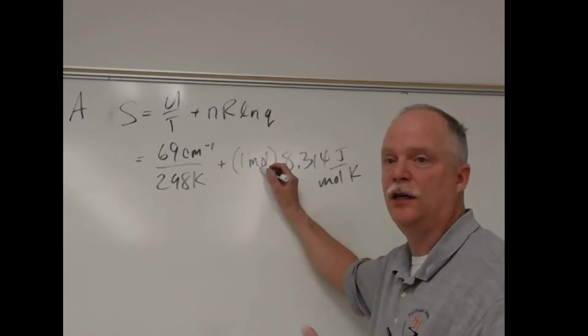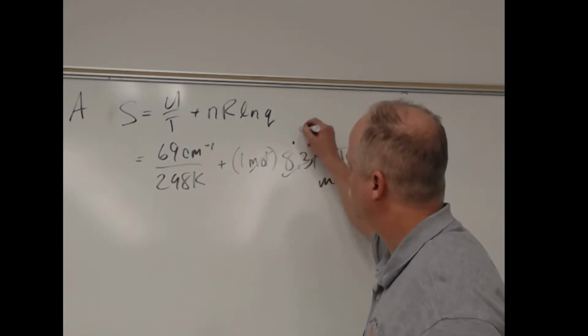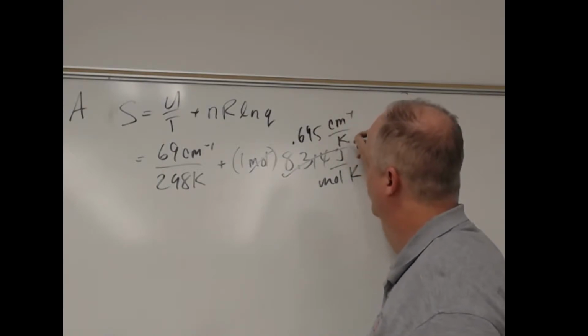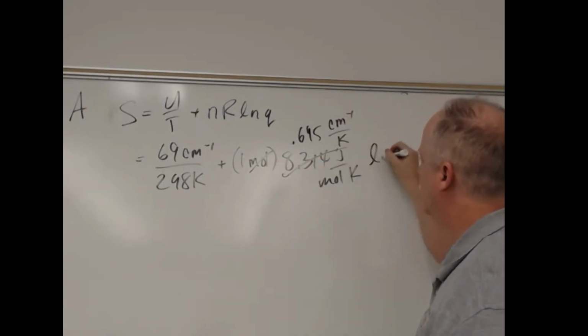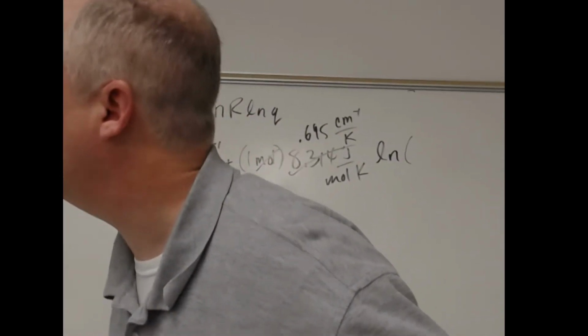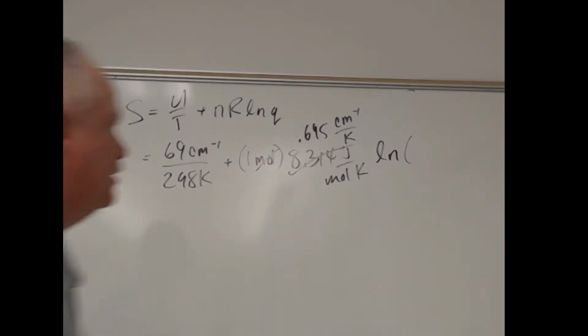So this may have been your question, Jared. So we'll say 1 particle, and we'll use 0.695 wave numbers per Kelvin so that they're compatible. And then the natural log of our partition function. Is that coming across? Yes. So our partition function for A is 1.997, roughly 2.